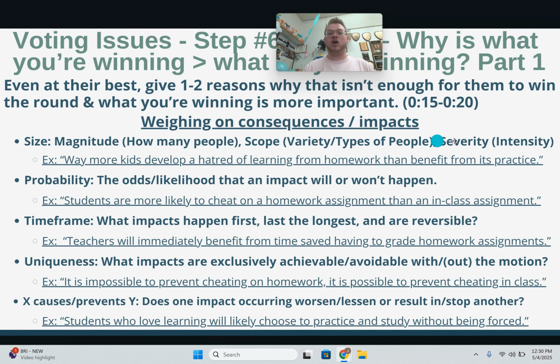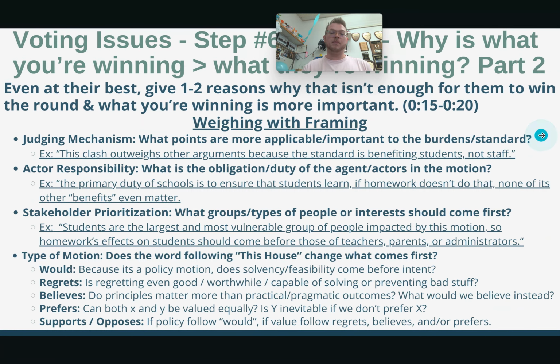So you can pick one or two of those, but you can also pick for your 1 to 2 weighing metrics something to do with framing. Do your arguments apply back to the burden or the standard? This wouldn't make sense, obviously, if your whole voting issues are the burdens or standards. But you can also talk about actor responsibility. What is the obligation or duty of the actors or agents in the motion? Again, you might be doing this the whole time if you picked actors and stakeholders as your structure.